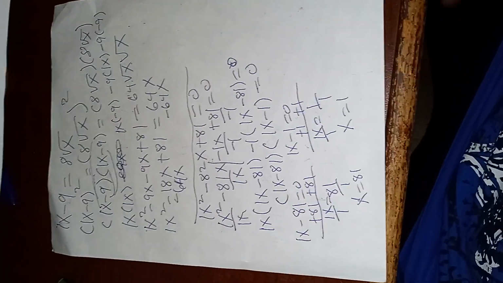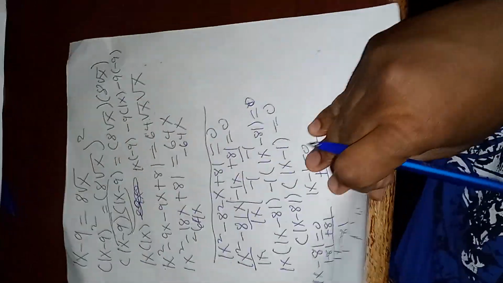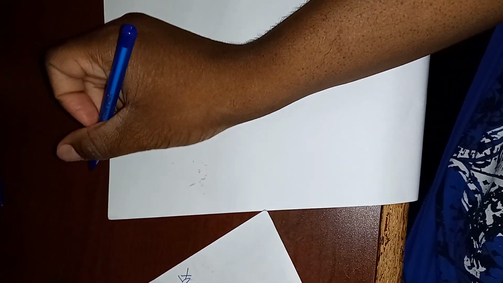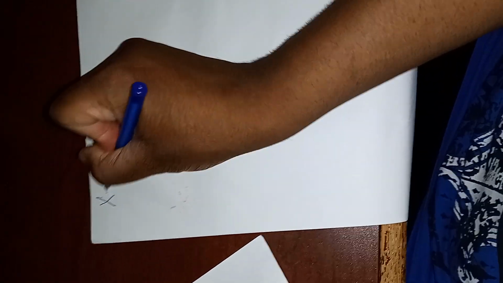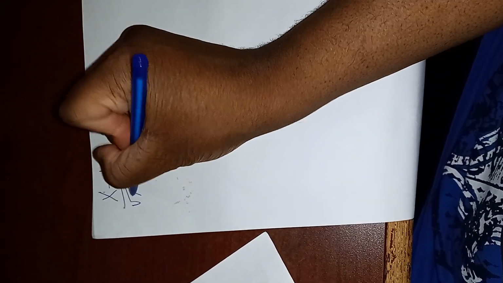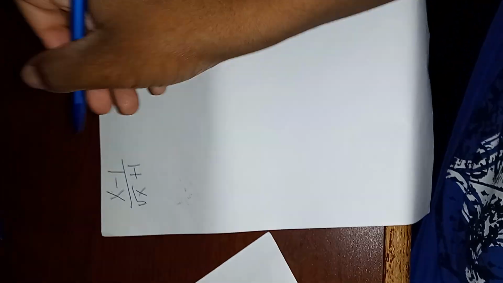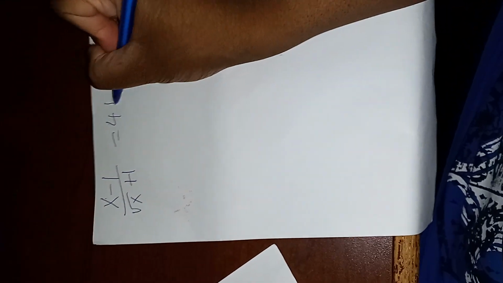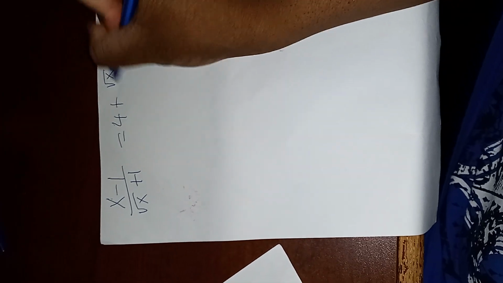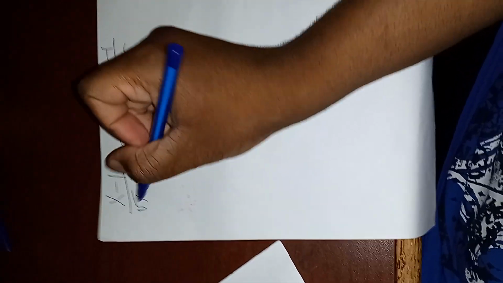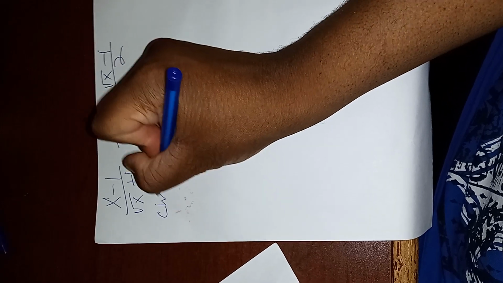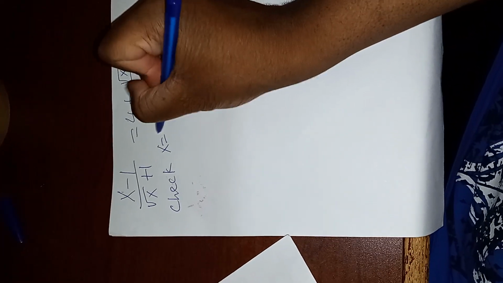One of these answers won't work because it's considered extraneous. So let's verify. We found solutions of 81 and 1. So we have to plug this back into the original equation of x minus 1 divided by the square root of x plus 1 is equal to 4 plus the square root of x minus 1 over 2. So let's check x is equal to 81.